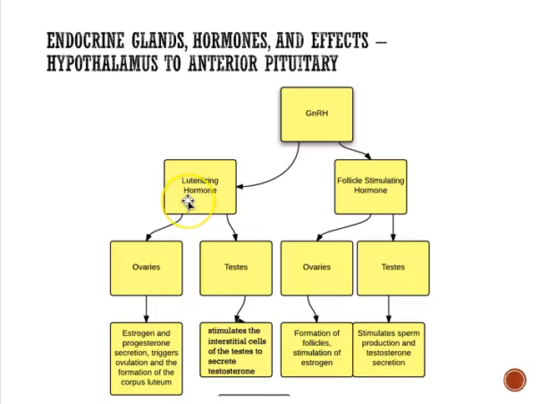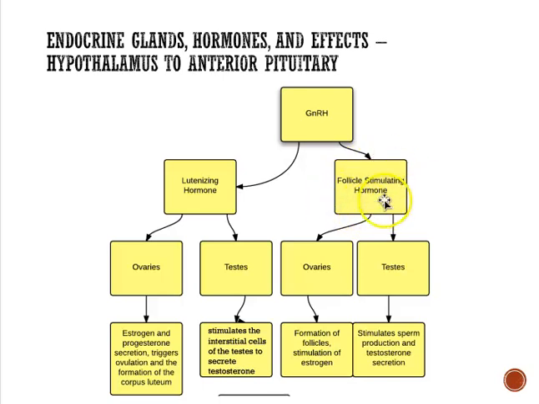Let's say the individual has ovaries. Luteinizing hormone goes on to affect the ovaries and then stimulates estrogen and progesterone secretion. It'll trigger ovulation and the formation of something called the corpus luteum. So kind of keep that in mind. You're going to hear that again quite a bit when we get to the reproductive system.